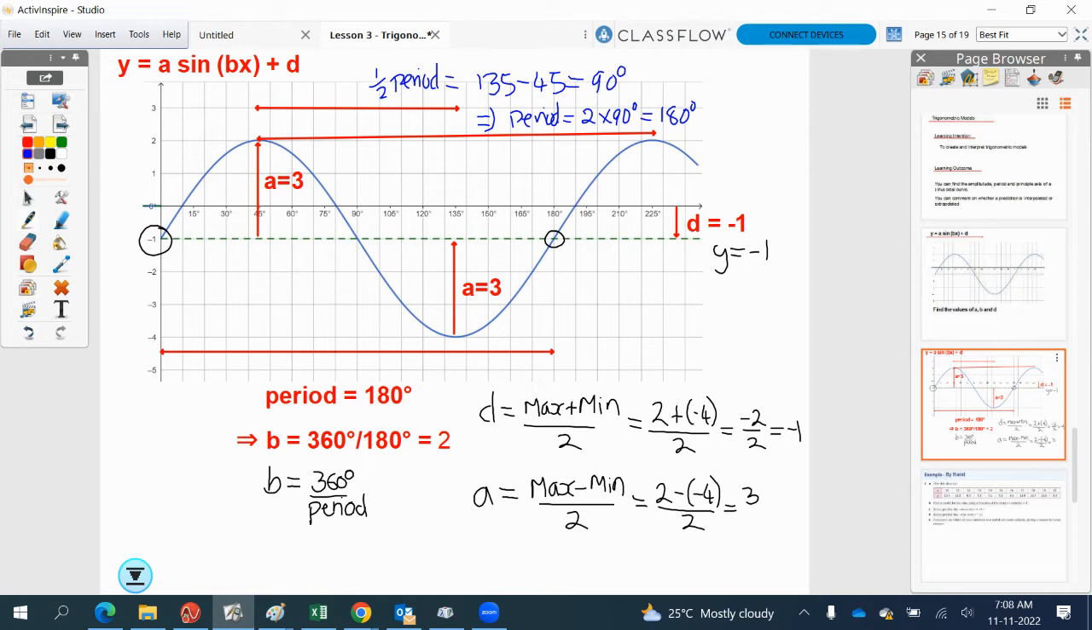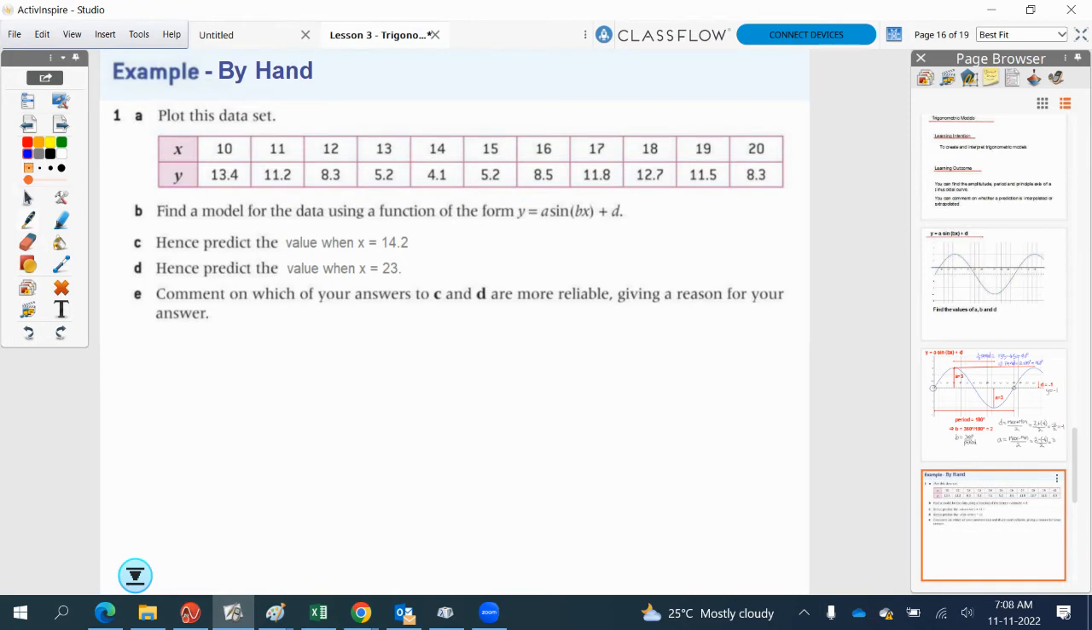Let's put that into practice with more of a real-life example. We have the function given here. We want to plot the data. We can do this on the calculator. I'm showing that in a different video. So in this case, we're just going to try and go straight to finding the model.